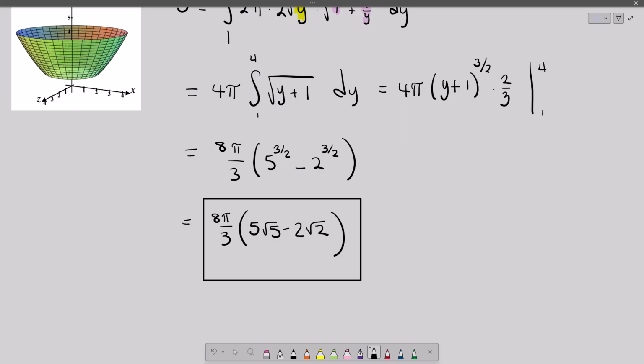Any part of that you want to ask about? Good. Why did it switch to 2 to the 3/2 power? Say that once again. Why is it 2 to the 3/2 power? When we plug in a 1 here for this limit of integration. That's right, my bad. You see it? Yeah, my bad. Any other questions on it?